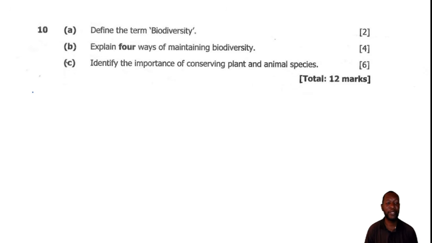Question 10. A. Define the term biodiversity, 2 marks. Part B. Explain 4 ways of maintaining biodiversity, 4 marks. C. Identify the importance of conserving plants and animal species, 6 marks. Question 10. A.